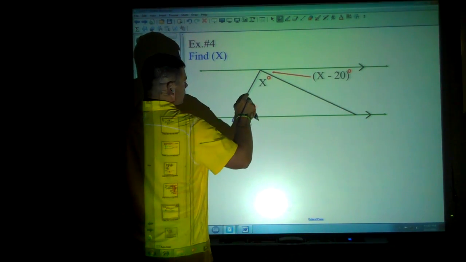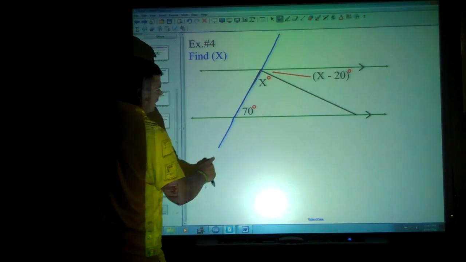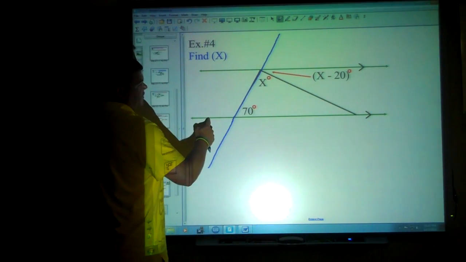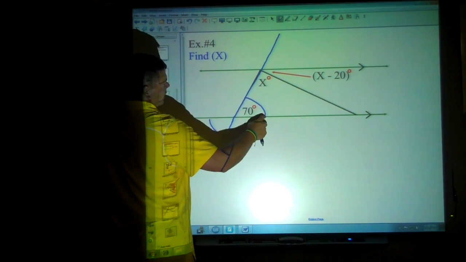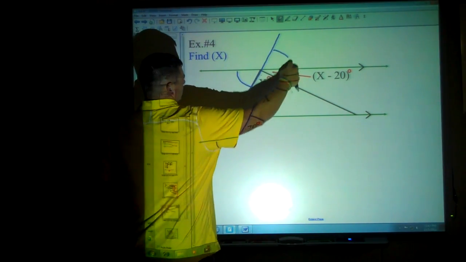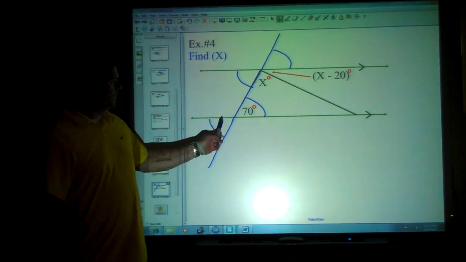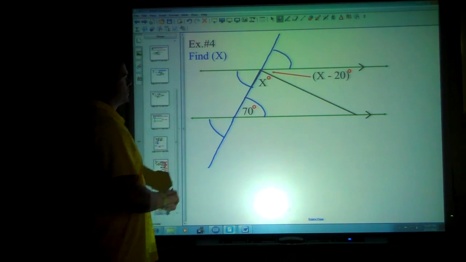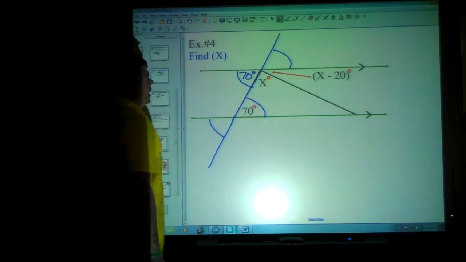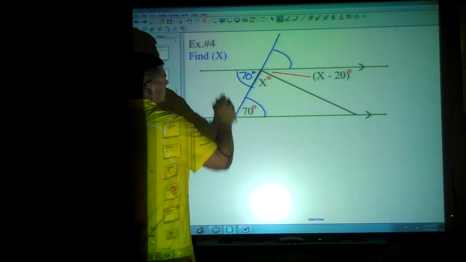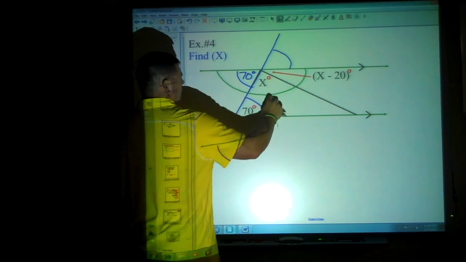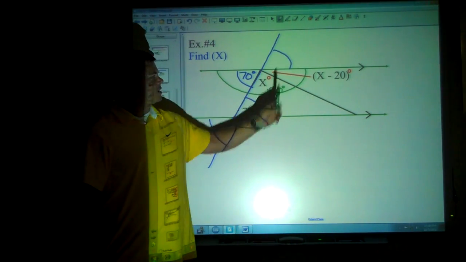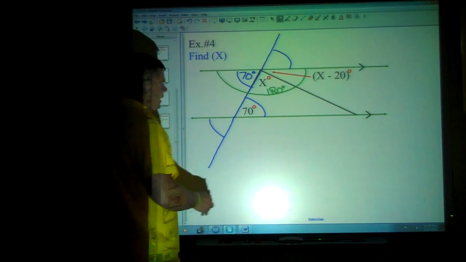If you pretend as if this line were to continue, and it went like this, most of you would realize, I've already stated that these two lines are parallel, that this angle here matches up with that angle there. And this angle here matches up with that angle there. So if these two are the same, and these two are the same, and that one's 70, you now know that that space right there is also 70. Okay, and we know that this entire measurement from here to here is going to make 180 degrees. So all I have to do is put 70 and x minus 20 all together, and I'll have 180 degrees.